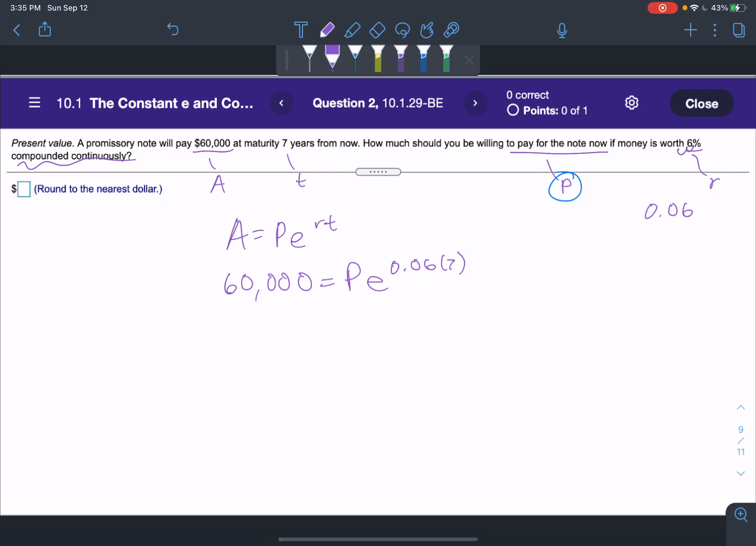So this is kind of like the first problem where we solve for P. So all you do is you divide all of this to the other side and get 60,000 over E to the 0.06 times T, which is 7 here. And so if we put this in the calculator, we have to round to the nearest dollar, so that will be $39,423.